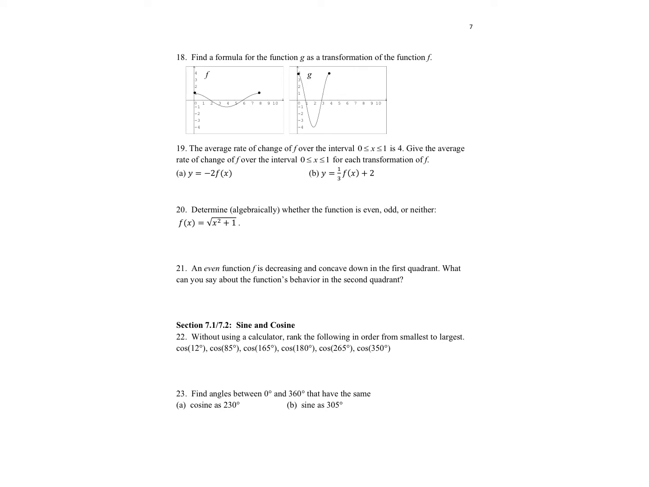Okay, so we can look for the formula of the transformation. We're taking the function f and transforming it to the function g. One thing we can look at is that the function f has a minimum at -1 and a maximum at 1, and the function g has a minimum at -4 and a maximum at 4.